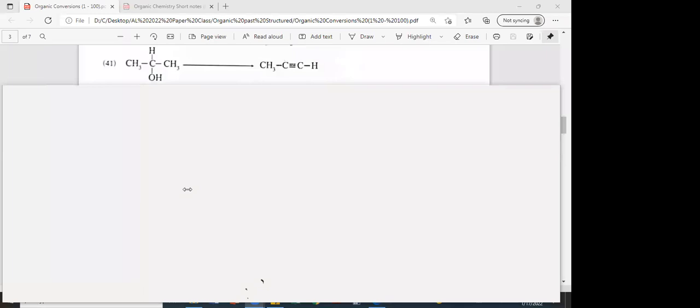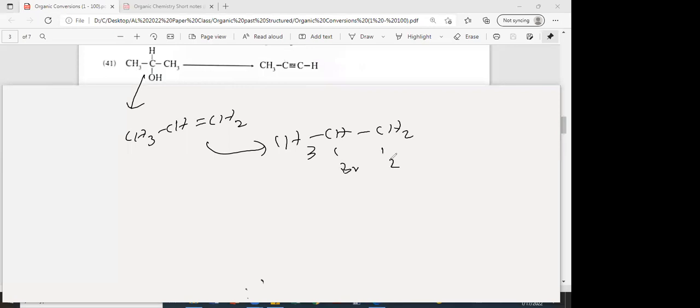Very good. Tamasha correct. Vinhara correct. Pramodi correct. So I don't need to write this, right? Arkam, have you done? Can you post the answer for this? Very easy. Alcoholic KOH. Okay, no need to explain this in detail, right? This is easy. Right, done.